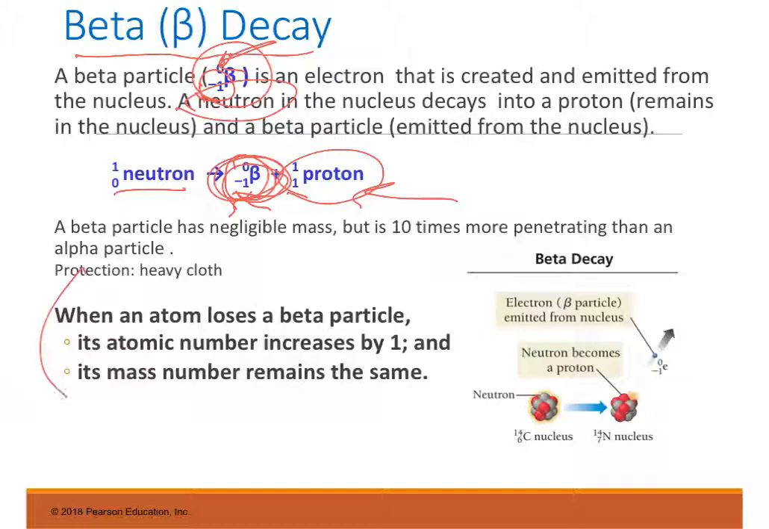So in conclusion, when an atom loses a beta particle, the atomic number actually increases by 1 because it's gained a proton. The mass number remains the same because essentially a neutron is turned into a proton and they have pretty much the same mass.